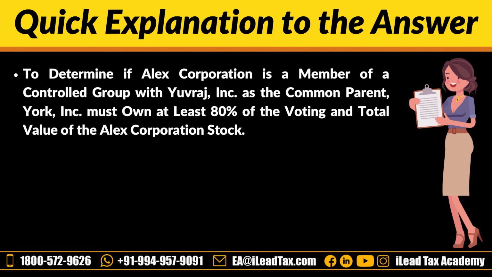So, for Yuvraj Inc. to determine if Alex Corporation is a member of controlled group with Yuvraj Inc. as the common parent, Yuvraj Inc. must own at least 80% of both voting power and total value of Alex Corporation stock. This means that at least 80% of the shares with voting right and 80% of overall value of the stock must be owned by Yuvraj Inc. for the control group relationship to apply. The answer is 80%.